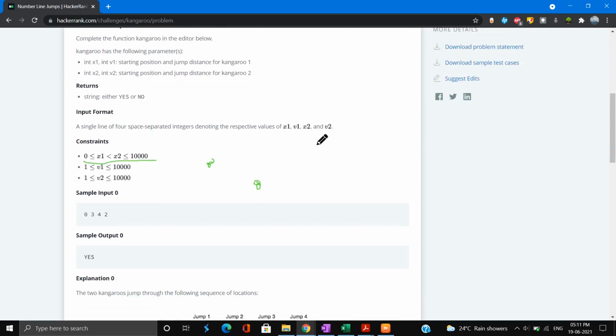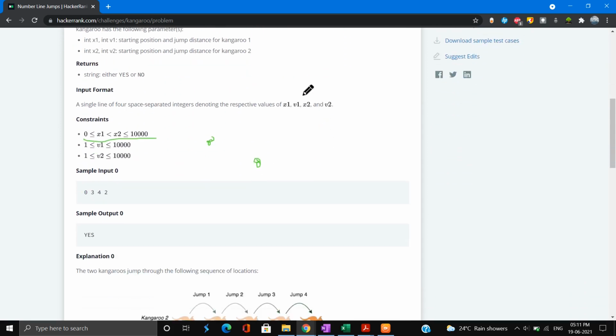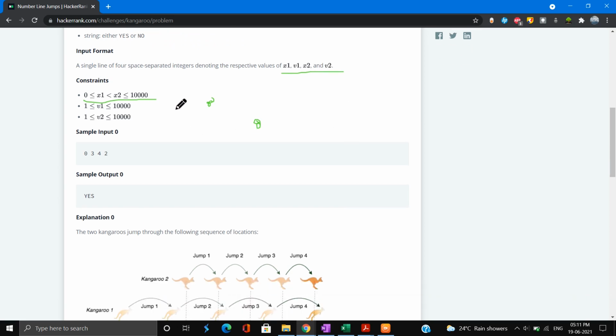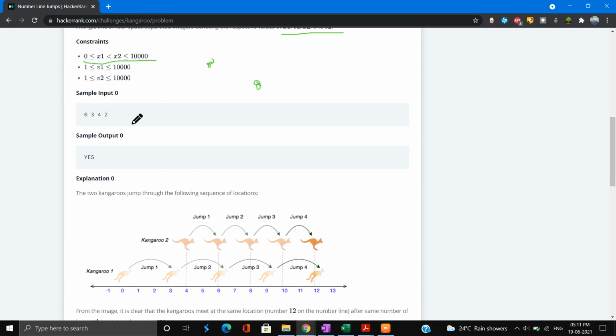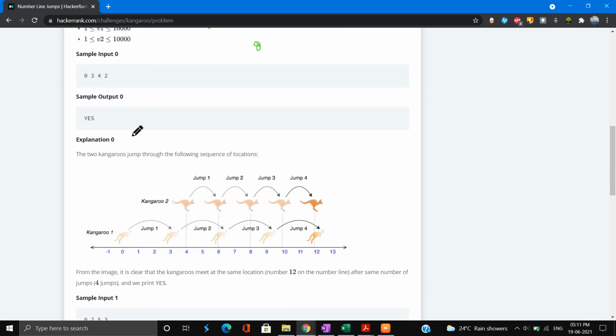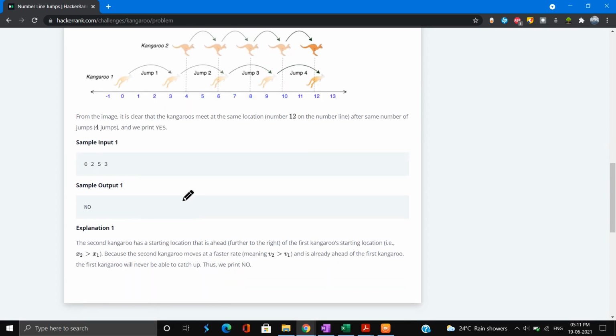So let's dive into the problem. Here the input format gives us 4 inputs. We have to see carefully the order in which they are given, which is x1, v1, x2 and v2. In the constraints, we are given that x1 will always be less than x2, and these are the constraints for the speed. This is the sample input and this is the output. You can read the extensive explanation by going to the problem itself. Now we will dive into the solution.